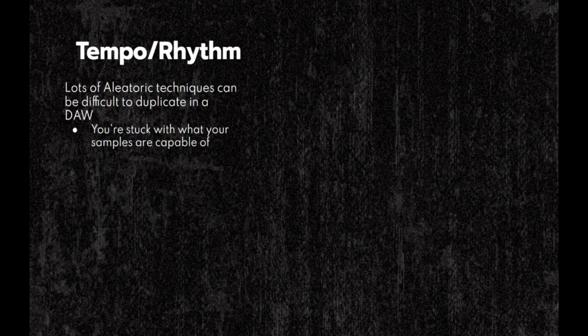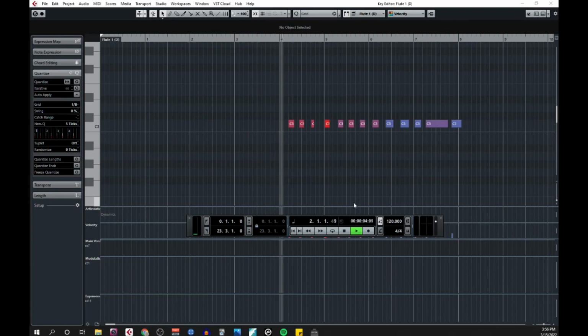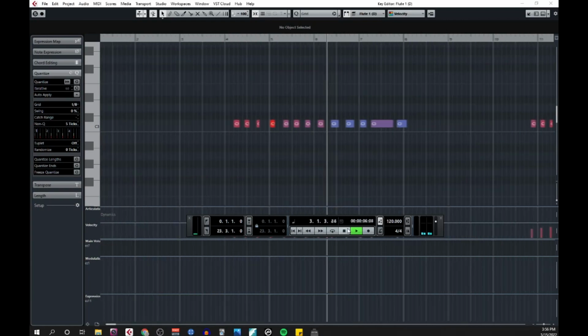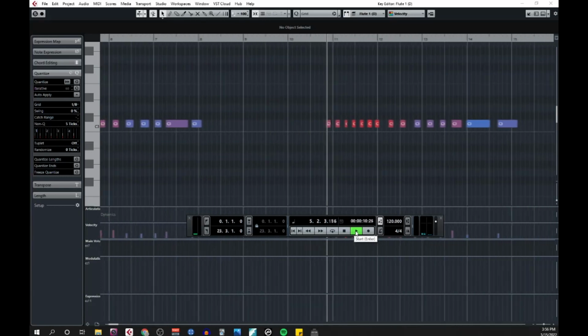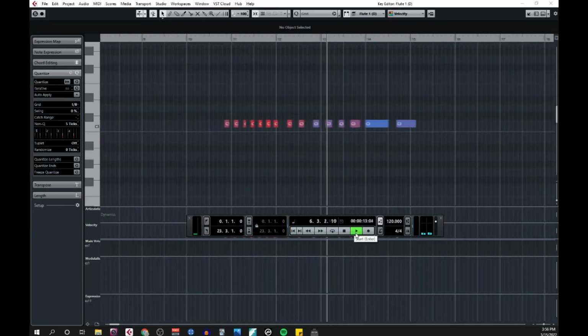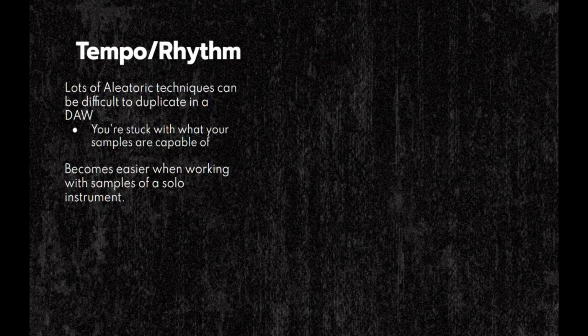Now, a lot of aleatoric techniques can be very difficult to translate into a DAW like Cubase, but it does become easier when you're working with solo instruments. For example, let's look at what I did with the flute. I picked a single note and just simply played it randomly to get the kind of effect I was looking for. I didn't bother to worry about how many notes I was fitting per measure or what specific rhythms I was working with. I just played this note repeatedly on my keyboard to create the general effect that I was going for.